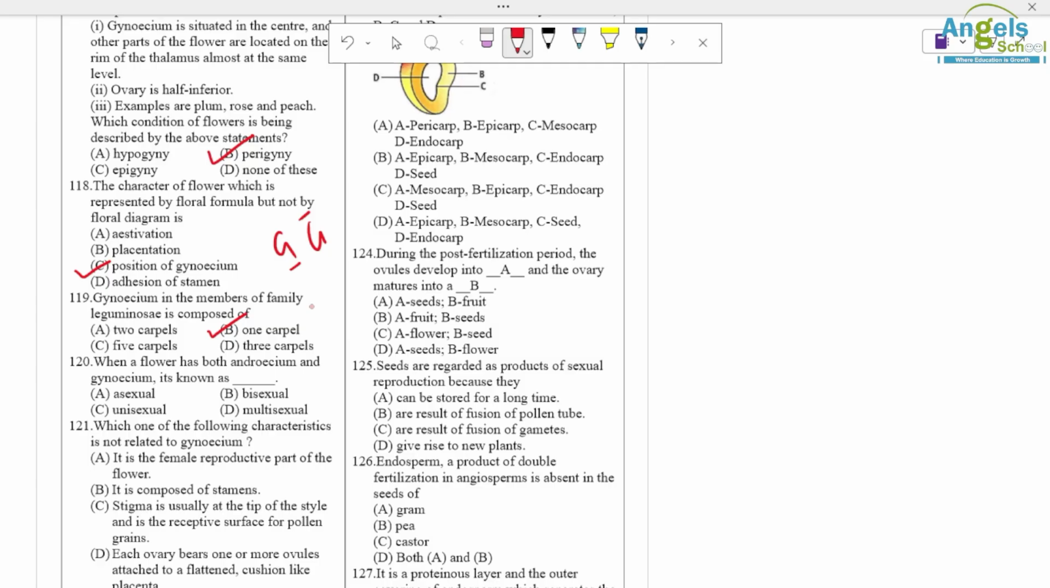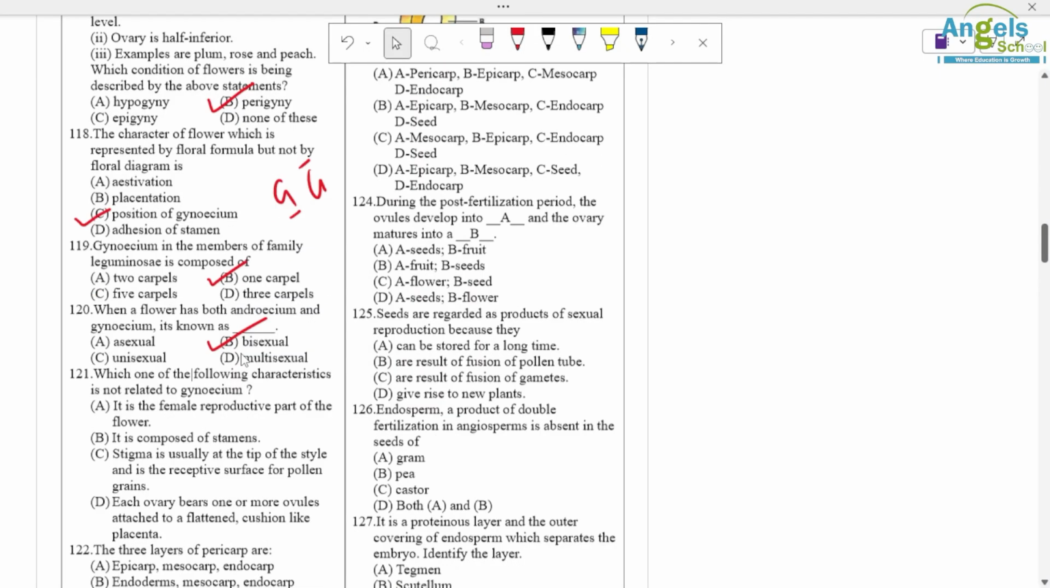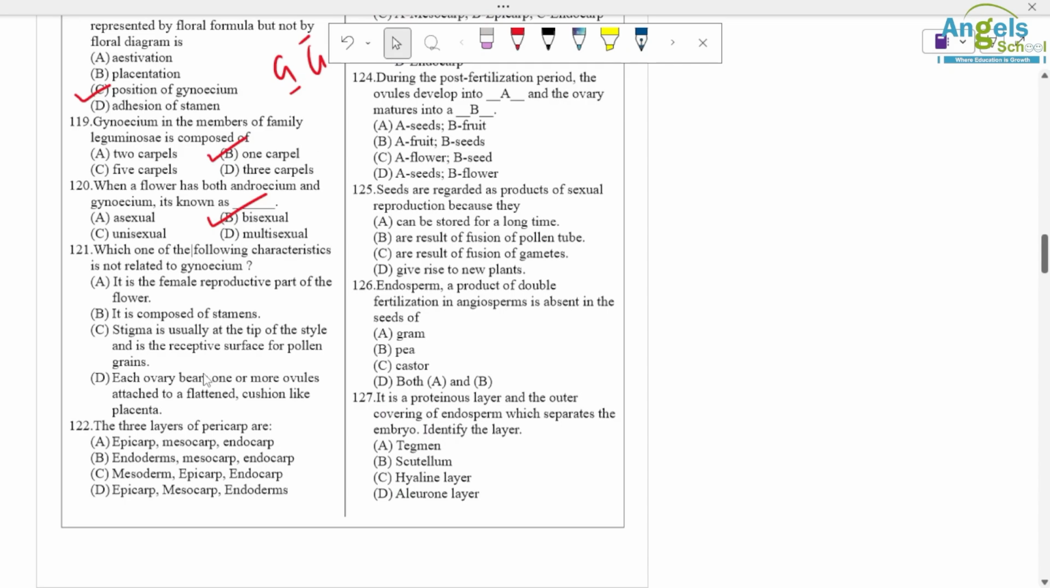When a flower has both androecium and gynoecium, the flower is known as bisexual. Which of the following characters is not related to gynoecium? It is a female reproductive part of the flower. Correct option: it is composed of stamens, so it is for androecium, not for gynoecium.